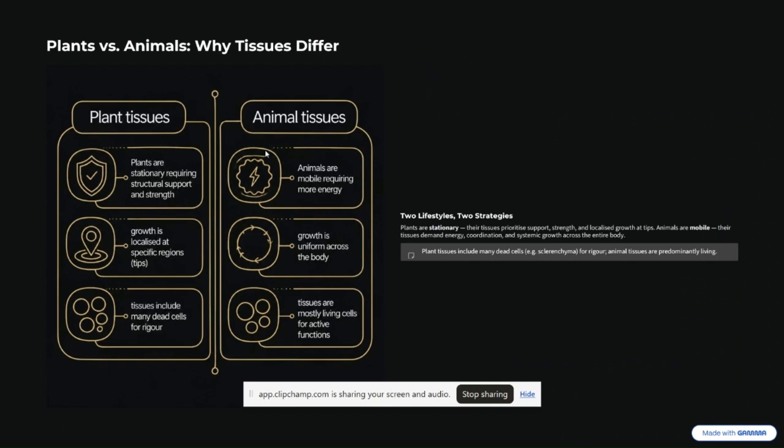There is a lot of difference between plant tissues and animal tissues. Plant tissues are stationary, but animal tissues are mobile. In plant tissue, growth is localized at specific regions, but in animal tissue, growth is uniform across the body. Plant tissues include many dead cells for rigidity. Animal tissues are mostly living cells for active function.